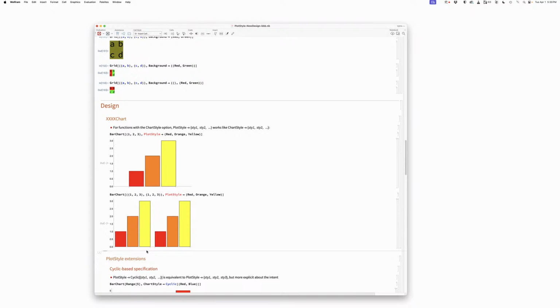that plot style behaves like chart style did. And it's not obviously correct to me. Honestly, I would expect this to make the first group red and the second group orange.